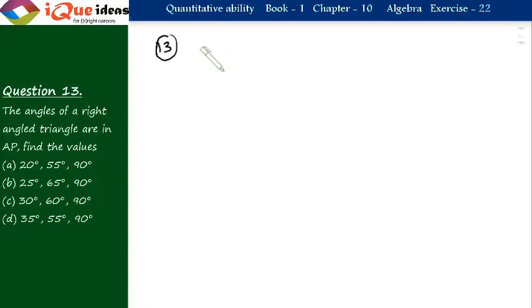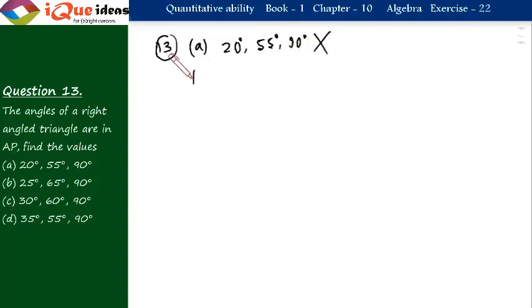13th question, it says the angles of a right angle triangle are in AP. Find the values. Now, I hope you remember in AP, the differences of the numbers should be the same, and in a triangle, the sum of angles should be 180 degrees. So we use these two pieces of information to check the options directly. Now, first option is 20 degrees, 55 degrees, and 90 degrees. You see, they don't add up to 180 degrees, because in any triangle, the sum of angles should be 180 degrees. Now, 20 plus 55 is 75. 75 plus 90 is not 180 degrees. So, this is a wrong option.